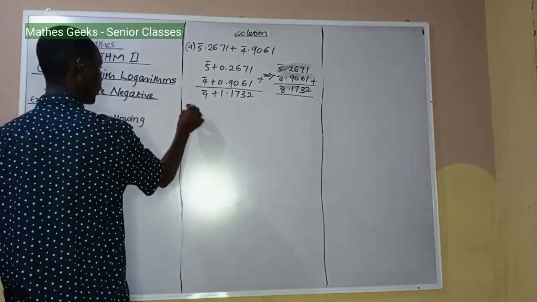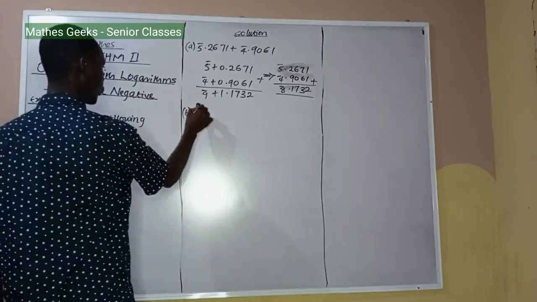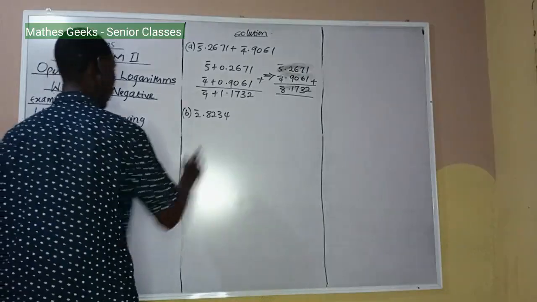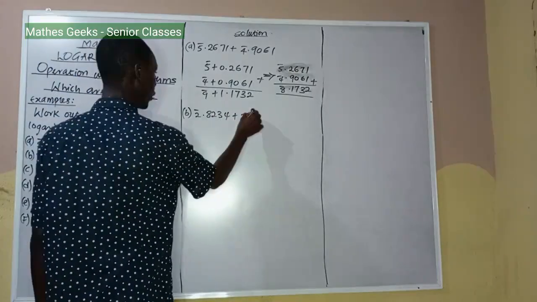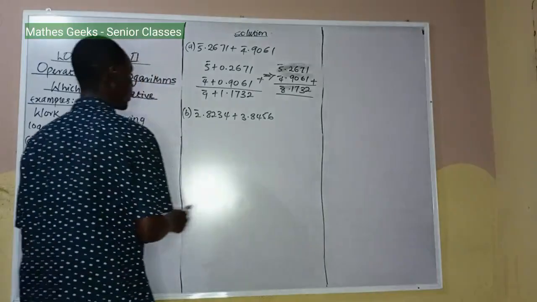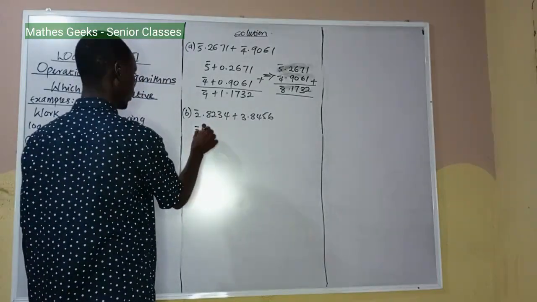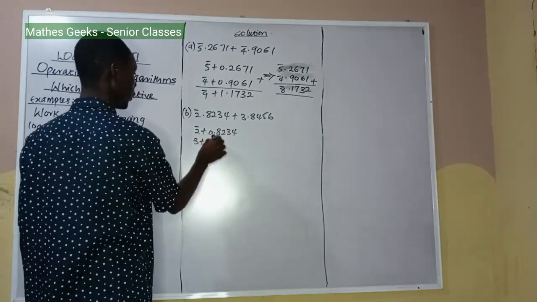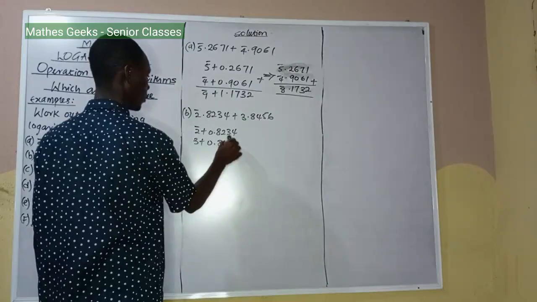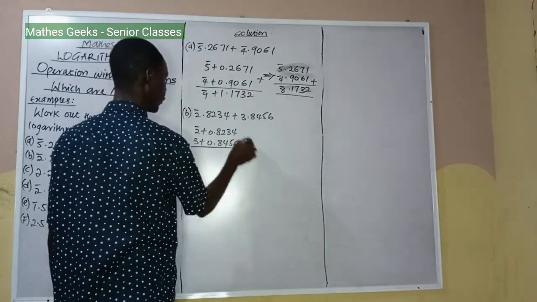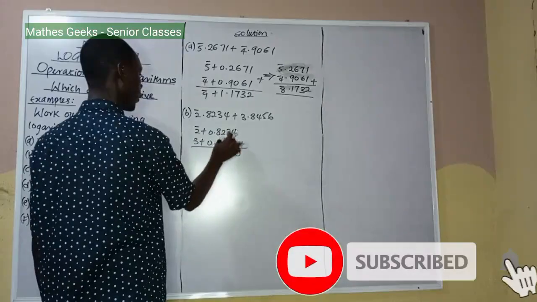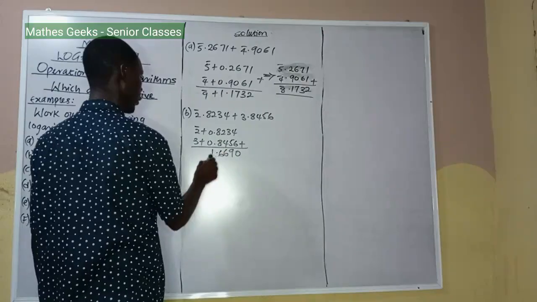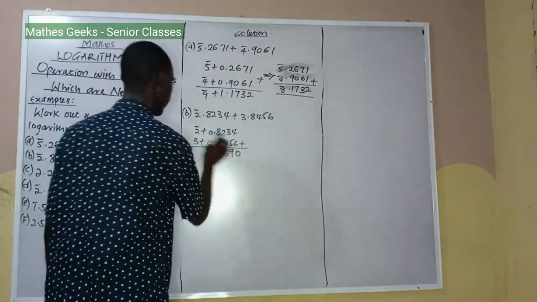That's A. So B: bar 2.8234 plus 3.8456. That will give us bar 2 plus 0.8234, plus 3 plus 0.8456. Then adding, 4 plus 6 is 10, carry 1, 3 plus 5 is 8 plus 1 is 9, 2 plus 4 is 6, 8 plus 8 is 16, 1. So bar 2 plus 3.